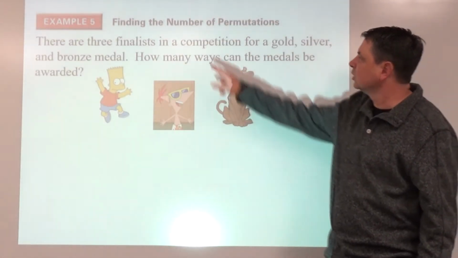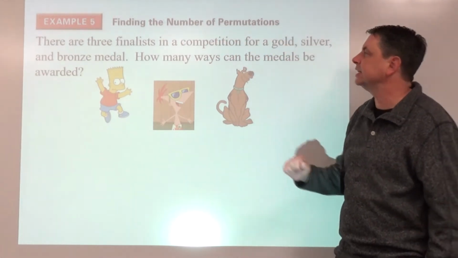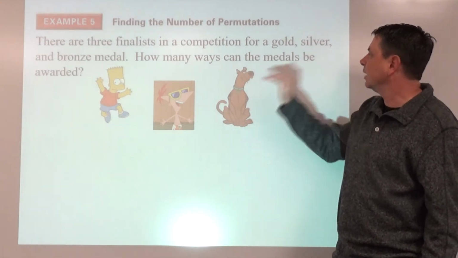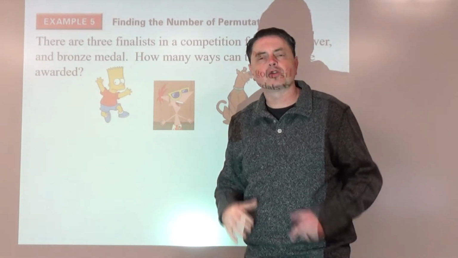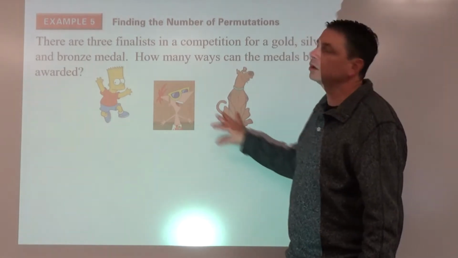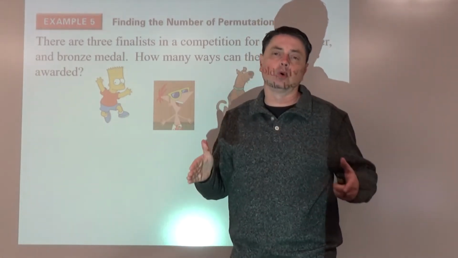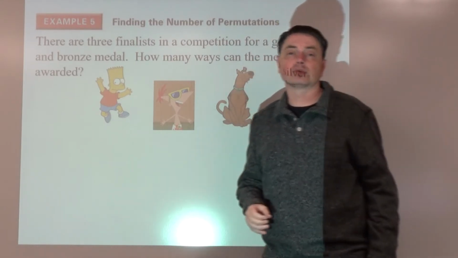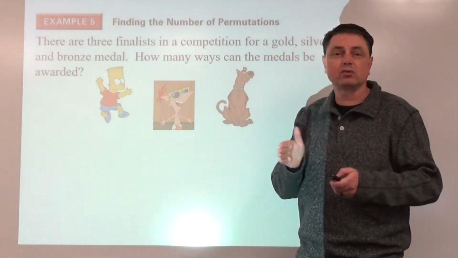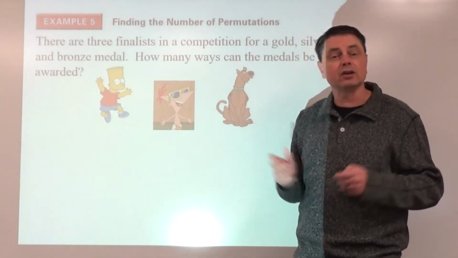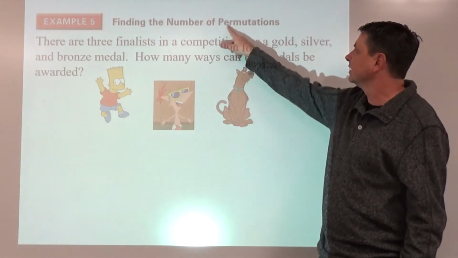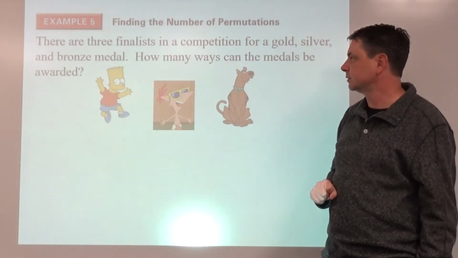Example number 5, now we're going to look at permutations. There are 3 finalists in a competition for gold, silver, and bronze medals. How many ways can the medals be awarded? A permutation is when we're looking at a group of things, or people, or cartoon characters, and we're choosing an order, and order matters. We're choosing who gets a gold medal, a silver, or whatever. In this case, we're choosing places. So order definitely matters, because you definitely want to be gold medal as opposed to bronze. When order matters, I'm really thinking in terms of a permutation.